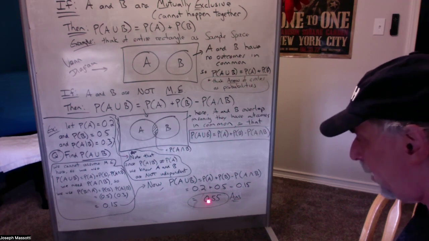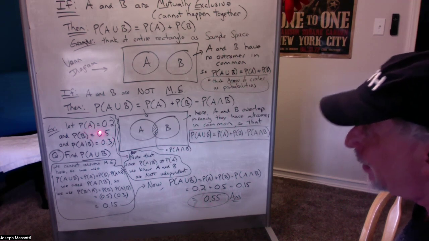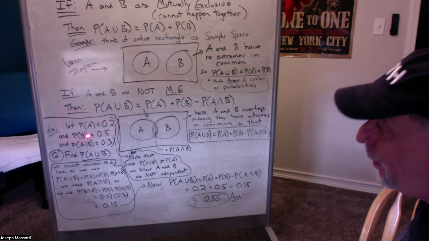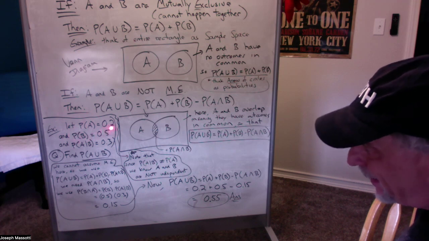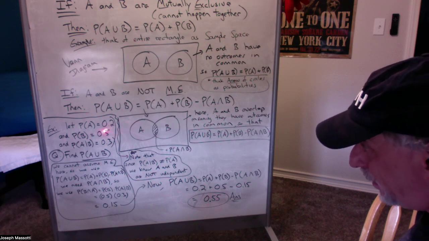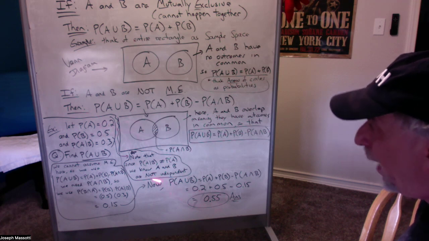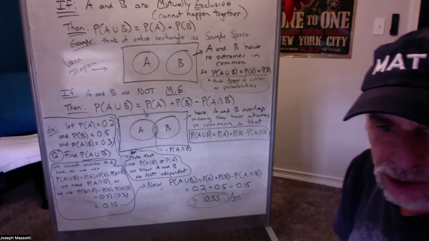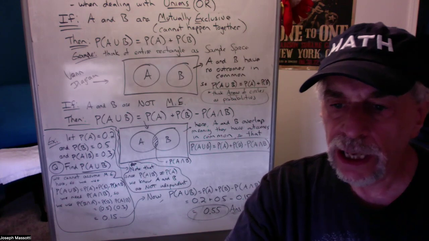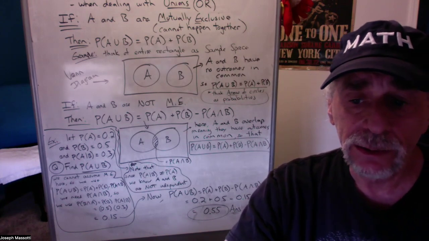This also tells us that the events are not mutually exclusive, because if they were mutually exclusive, their union would be the sum of these two values. So these are the things you want to notice. Since this value is not 0.7, we know A and B are not mutually exclusive. All right, so good times, and we'll move on to the next subject very soon.